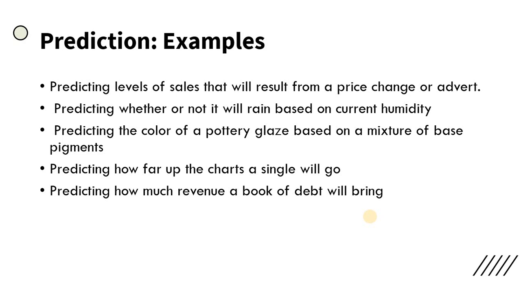Predicting how far up the charts a single will go. Predicting how much revenue a book or debate will bring. These are examples of prediction in which the value of some variable is predicted based on other values. Here weather is the dependent variable and humidity and wind are the independent variables. So we are predicting the value of the dependent variable based on the independent variables.